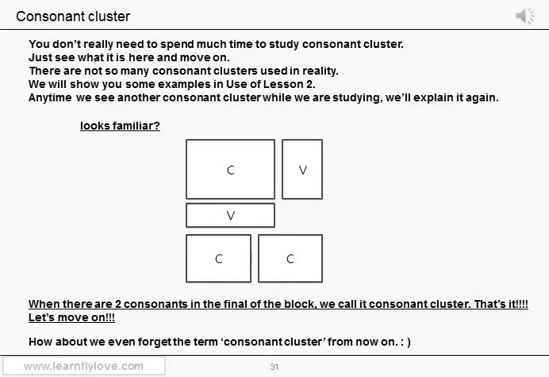Let's learn about consonant cluster on this page. You don't really need to spend much time to study consonant clusters. Just see what it is here and move on. There are not so many consonant clusters used in reality. You think that you see a lot of them because you are not familiar with them. We'll show you some examples in lesson 2. Anytime we see another consonant cluster while we are studying, we'll explain it again. As you see on this page, when there are two consonants in the final of the block, we call it consonant cluster. That's it. Let's move on.